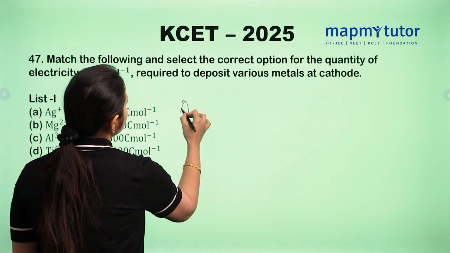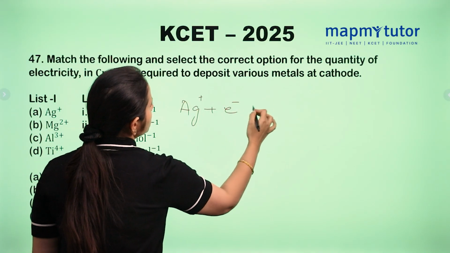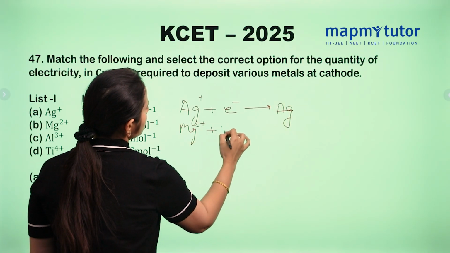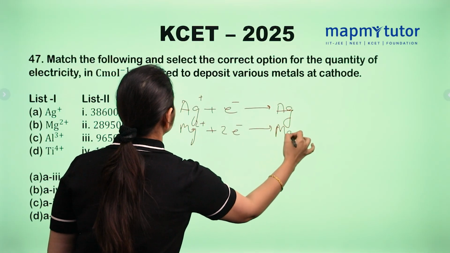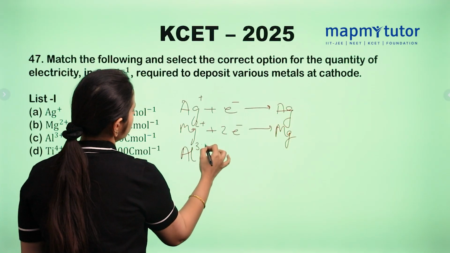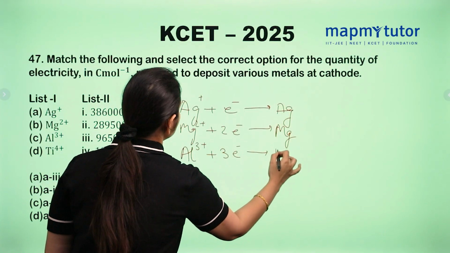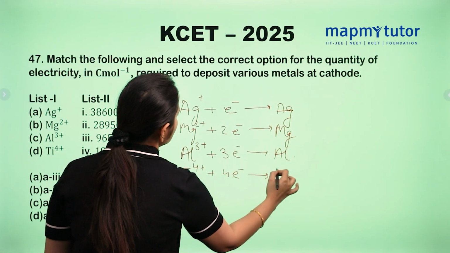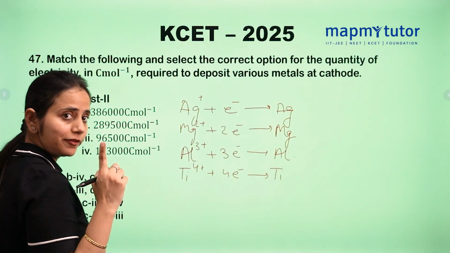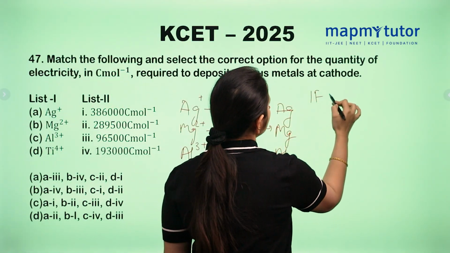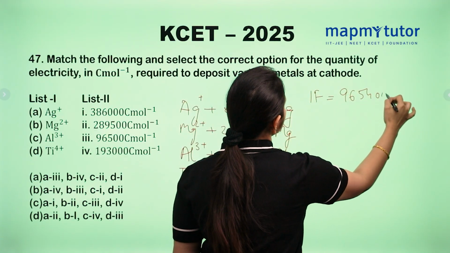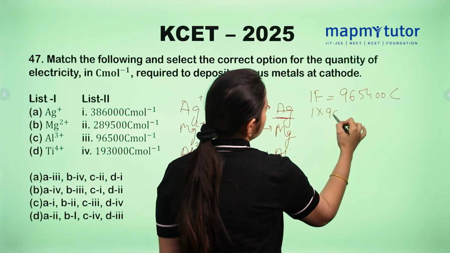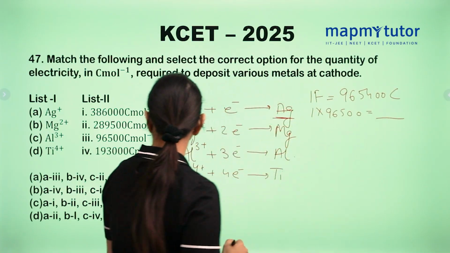So, for silver positive, it will absorb 1 electron, will get silver. Magnesium 2 positive will absorb 2 electrons and will give magnesium. Likewise, aluminium 3 positive, 3 electrons, aluminium. And titanium 4 positive plus 4 electrons will give titanium. Now, for 1 Faraday, for 1 electron, it will give 96500 Coulomb. So, for silver we multiply 1 into 96500 and we will get the same 96500.